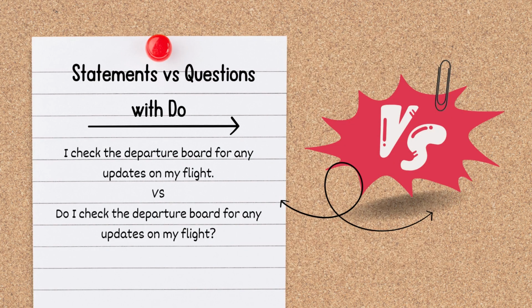Statements versus questions with do. I check the departure board for any updates on my flight. Versus. Do I check the departure board for any updates on my flight?